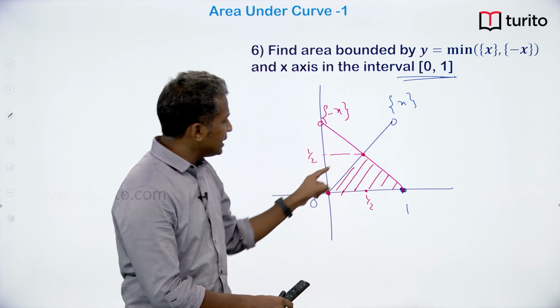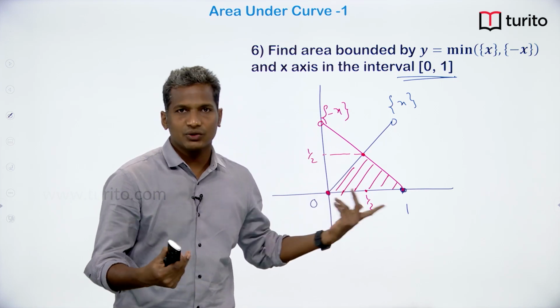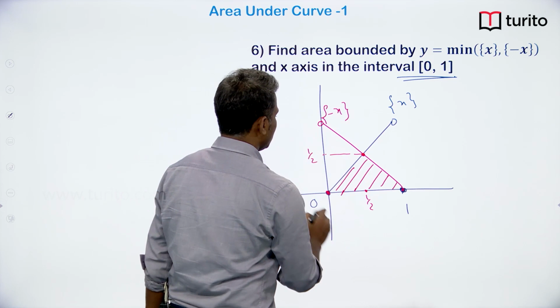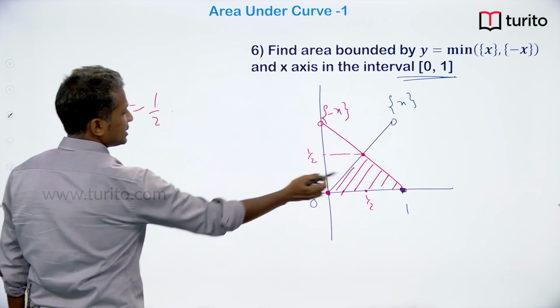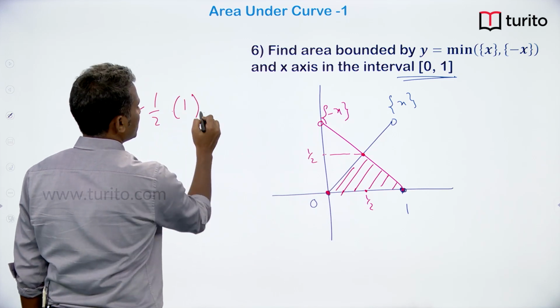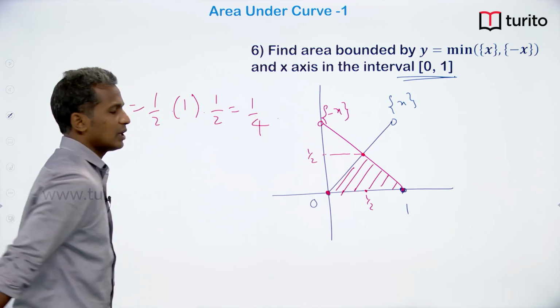Now, because the region that we formed is a simple triangle, we can use the area of triangle and solve it. So here the area is going to be half into the base length, which is 1 unit, into the height, 1 by 2. So the answer is going to be 1 by 4.